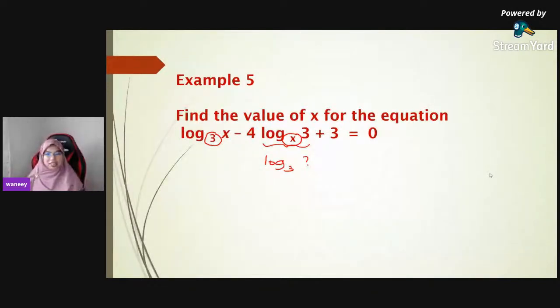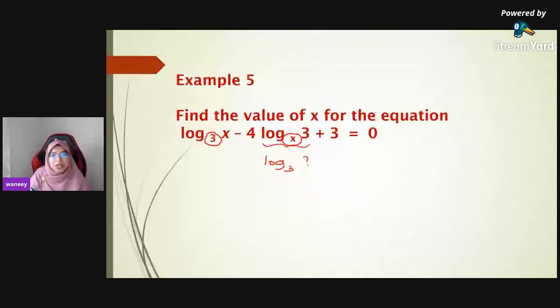Okay, so now let us see how do... salah tiba-tiba. Salah tak? Okay, tak apa. Mau kita check jawapan. Okay, so let us see the answer for this. So we got log 3x minus 4 log x3 plus with 3. So how to do the change of base?